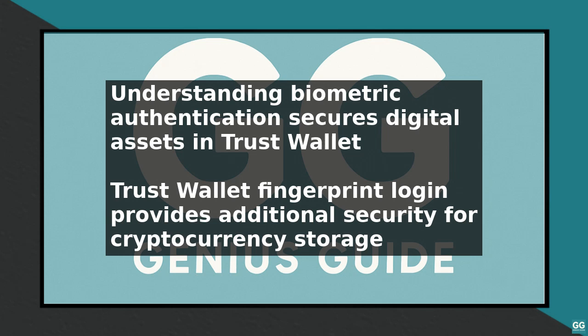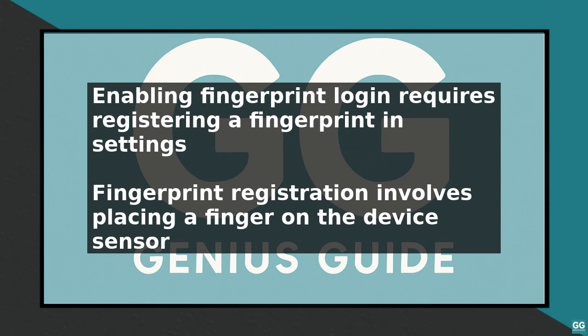First, open the Trust Wallet app and navigate to the Settings section, where you will find the fingerprint login option. To enable this feature, you will need to register your fingerprint by following the in-app instructions. This process typically involves placing your finger on the device's fingerprint sensor and following the prompts to complete the registration.